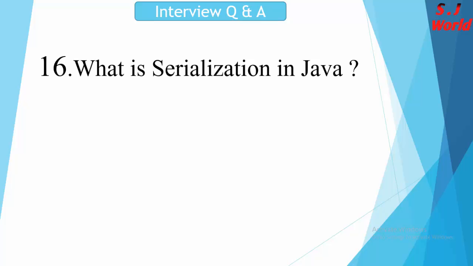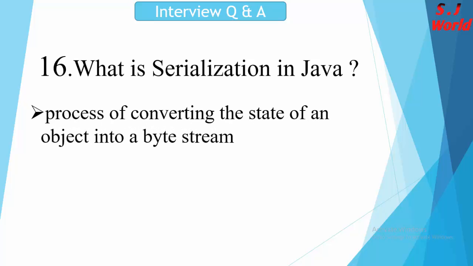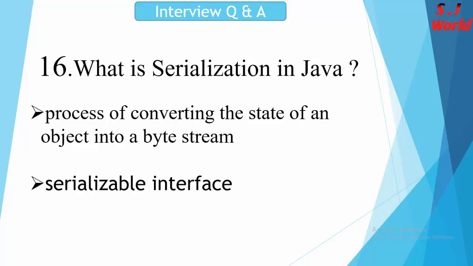Okay, so how can you achieve serialization? To achieve serialization we have to use the Serializable interface. Okay, let's see. First of all we have to convert our object into a byte stream, so this is called serialization. Second thing, to achieve serialization we have to use the Serializable interface. Then what is Serializable, I'm going to tell about Serializable, just wait for one minute. Serializable you can find in the java.io package.